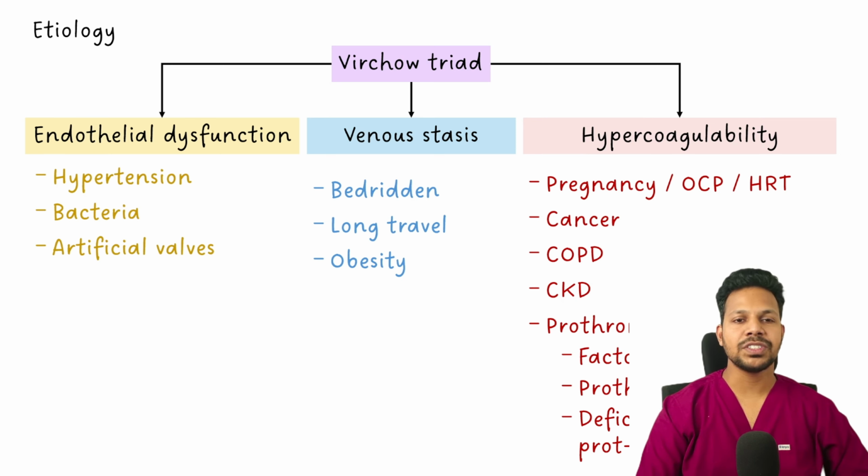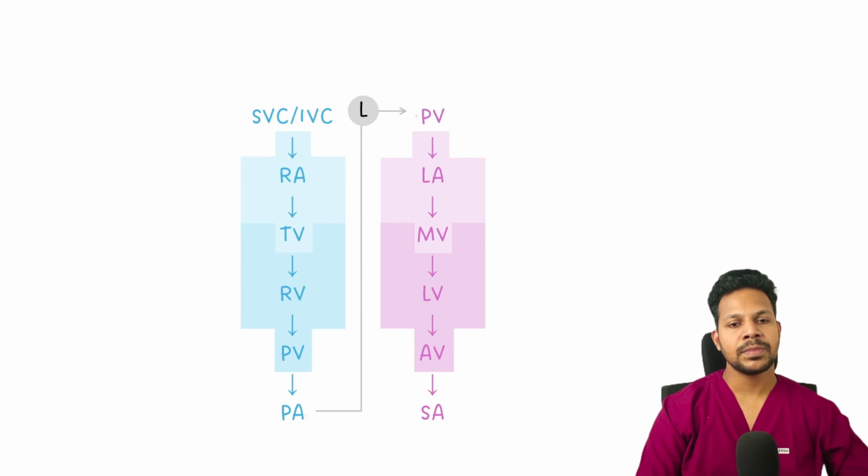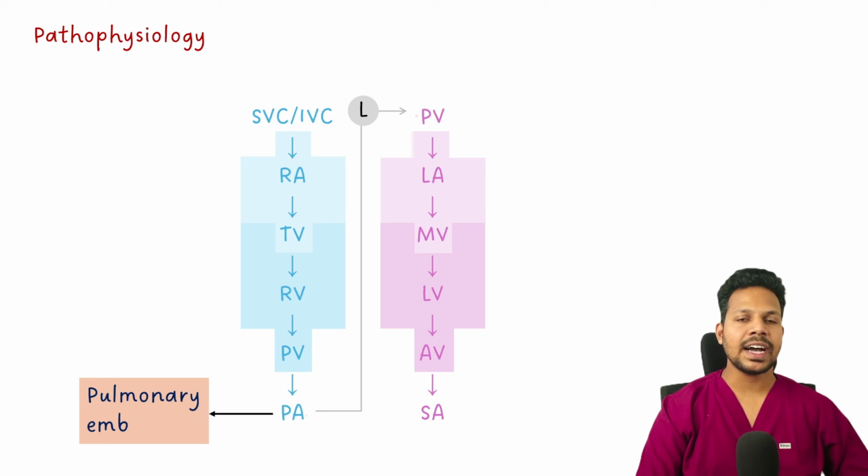Now let's look at the pathophysiology. The problem is mainly at the pulmonary artery. So here there is pulmonary embolism. There are effects backward as well as forward.